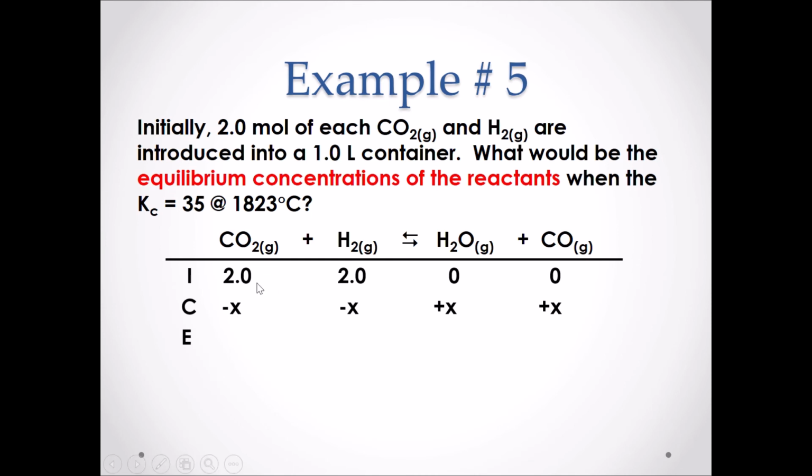Since we're starting with all reactants, the reactants must lose. Therefore, they will be negative x. And since the products are starting at 0, they have to gain. They will be positive x. And at equilibrium, the concentration of our reactants is 2.0 minus x, and the concentration of the products will be plus x. We have to determine the value for x.